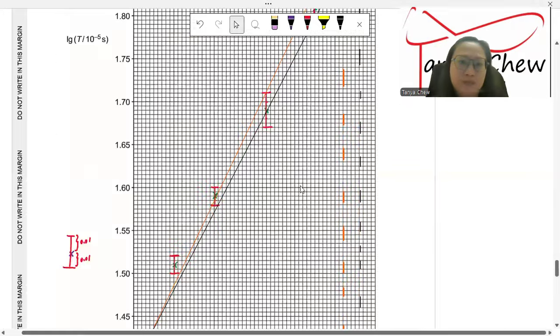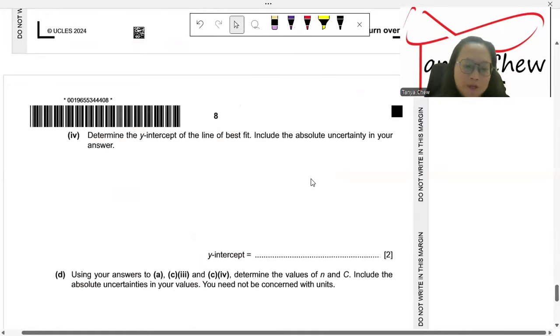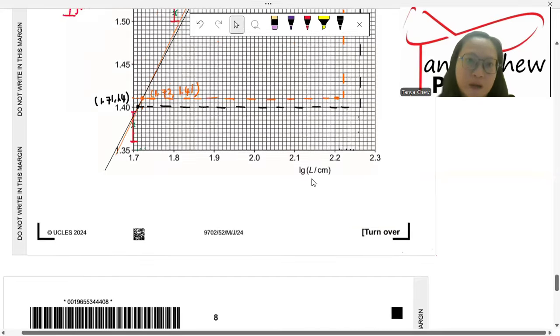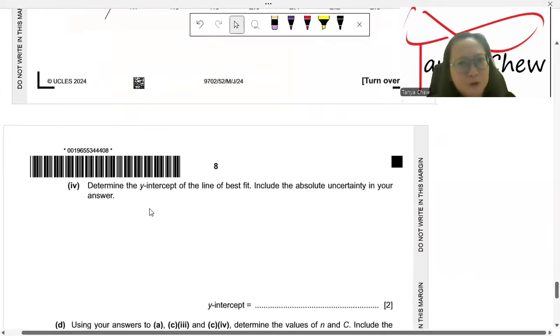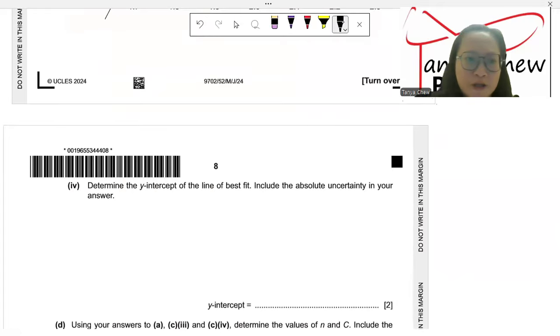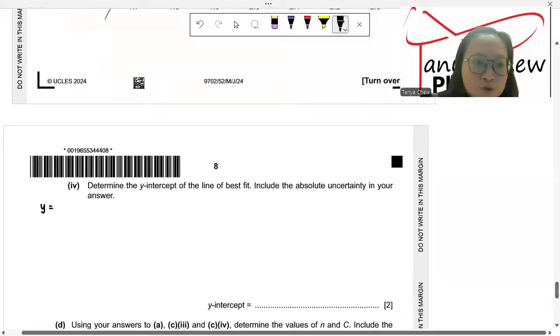I'm done with that. Now, determine the y-intercept of the line of best fit. Include the absolute uncertainty in your answer. Now, the bad news that I want to share here is that look at your y-axis. It doesn't start from 0. That is why you cannot read from the graph unless your y-axis starts from 0. Right. Now, no choice. We have to use a straight line equation. Remember, y equals mx plus c. I am going to use that.